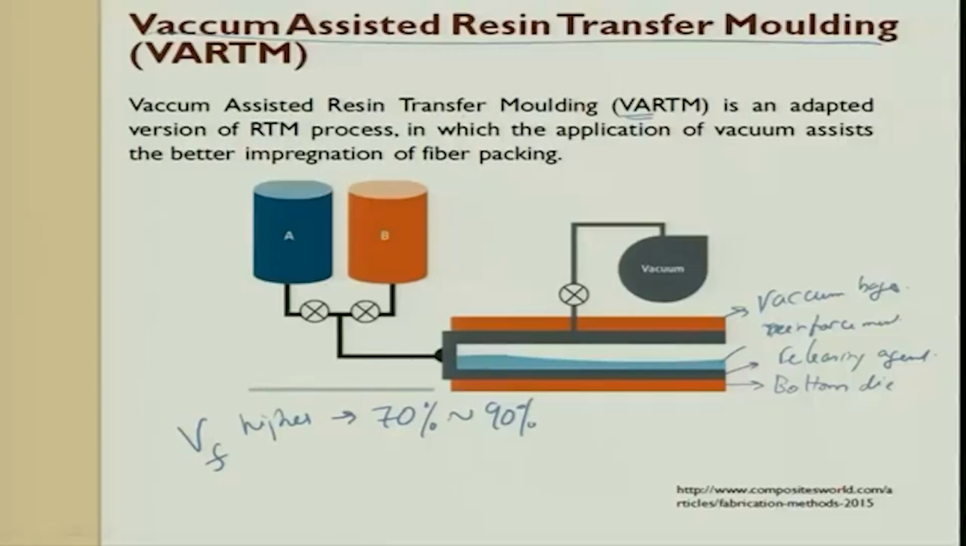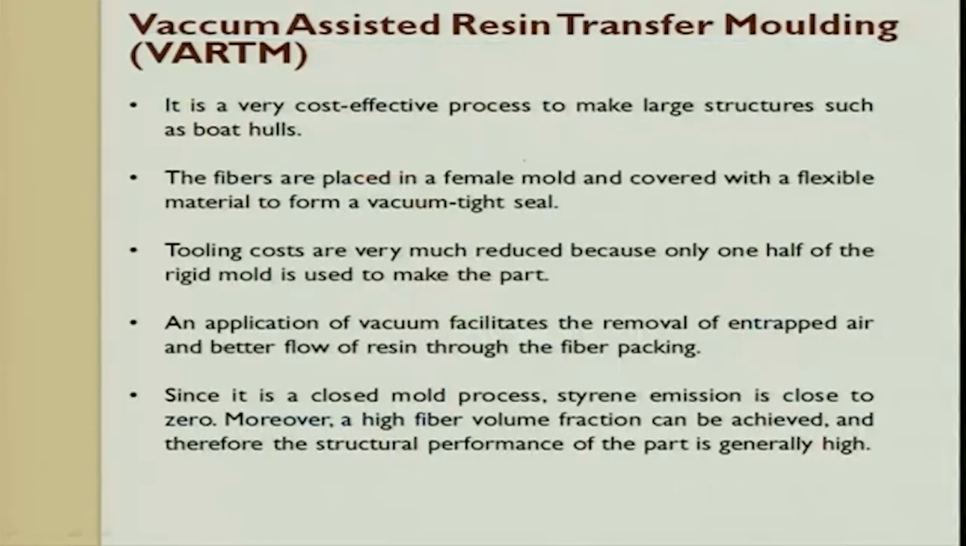So, vacuum assisted resin transfer molding is an adapted version of resin transfer molding, in which vacuum is applied for better impregnation. It is a low cost process, and large things can be made. The fibers are placed in the female mold and it is covered by a flexible material, that is what I said, a vacuum bag. This is nothing but an elastomer, or it can be a thermoplastic bag, right.